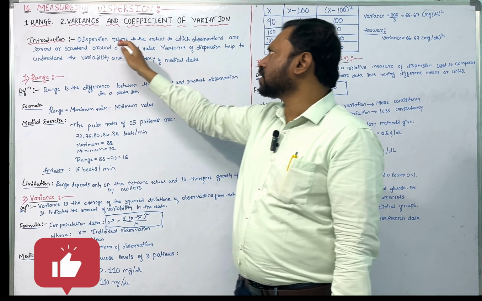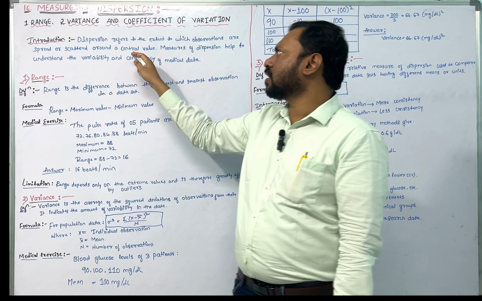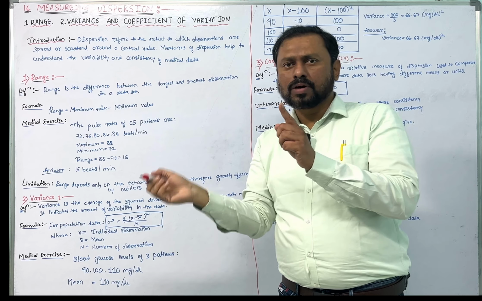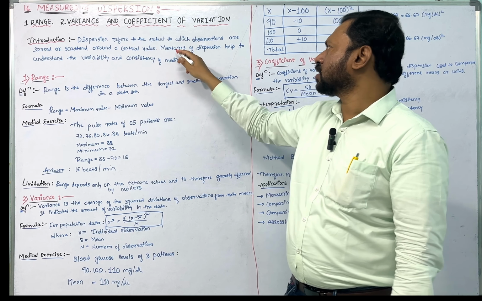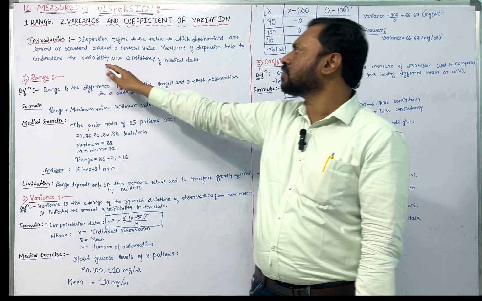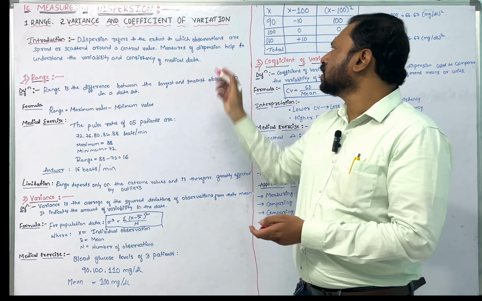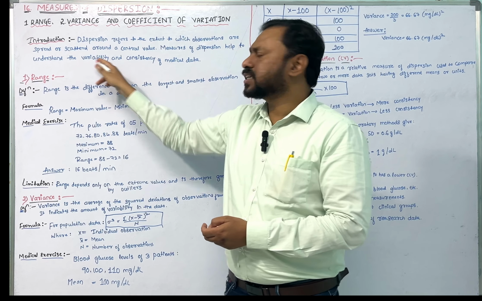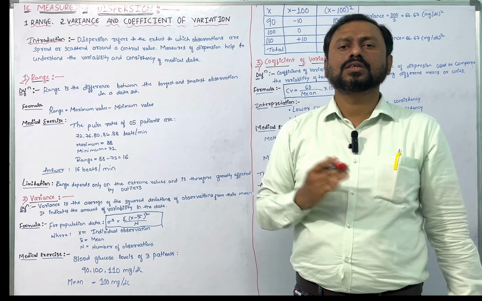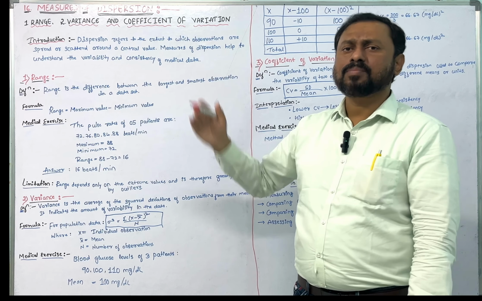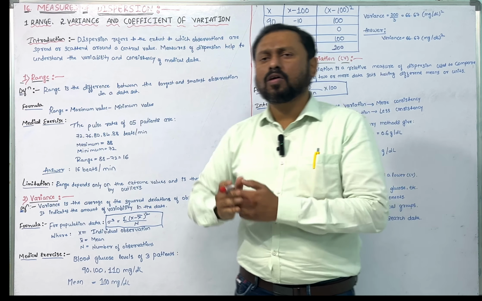Dispersion refers to the extent to which observations are spread or scattered around the central value. From the center, how much it is spread, that value is called a measure of dispersion. The measures of dispersion help to understand the variability and consistency of medical data. Why are we using it? Because it helps to understand how much variability there is in the data, as well as how consistent the data is. In the medical field, it is helpful for understanding. Okay, now one by one we will study.